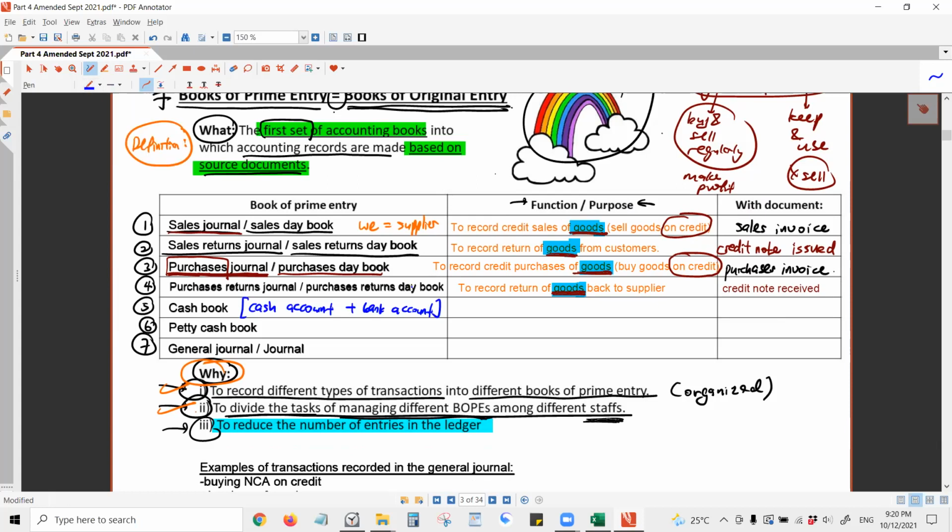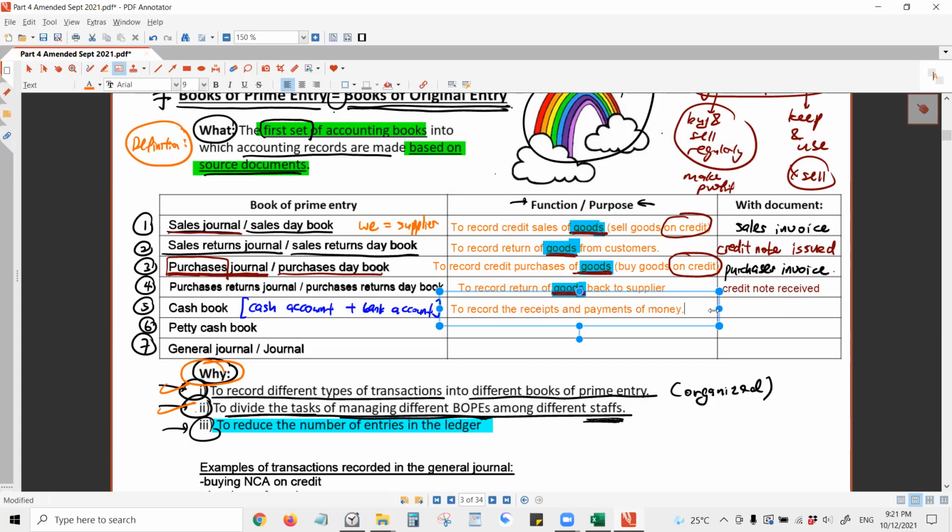Therefore, the function of it, let's write together. Those who have learned cash book with your school, you should know how it looks like, right? It's a big table with a lot of columns. We will do one sample together next time. So you write to record the receipts and payments of money.